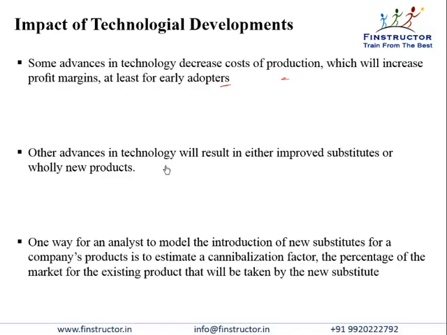Other advances in technology will result in improved substitutes or wholly new products, which may at times be to the detriment of the existing industry or the existing companies. One way for an analyst to manage or to include the introduction of a new substitute is to estimate a cannibalization factor. That is the percentage of the existing sales that will be taken up by the new substitute. So if new substitutes are coming because of the new technology, then there may be some cannibalization that may need to be estimated.